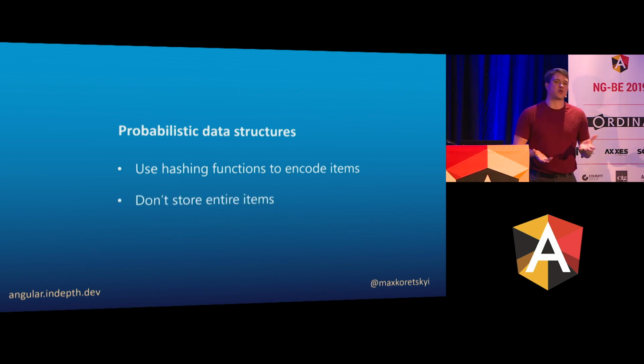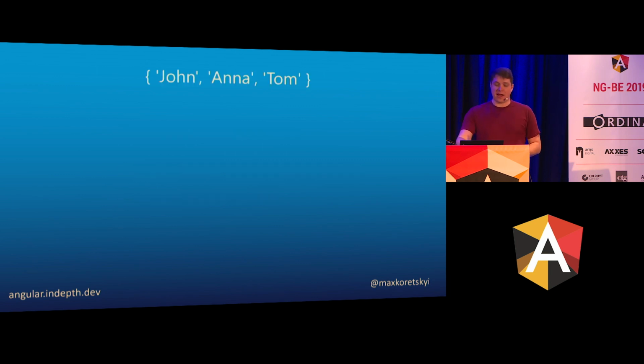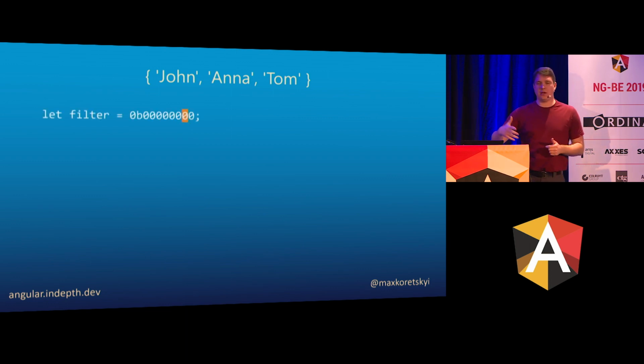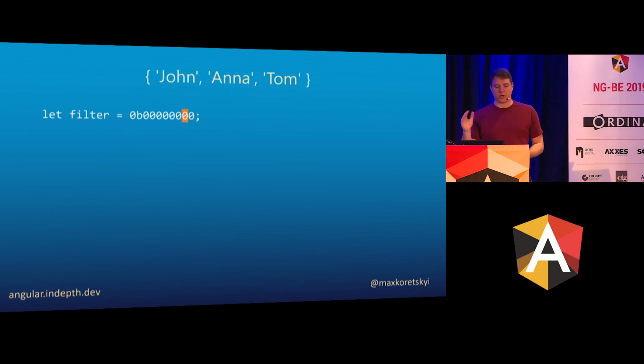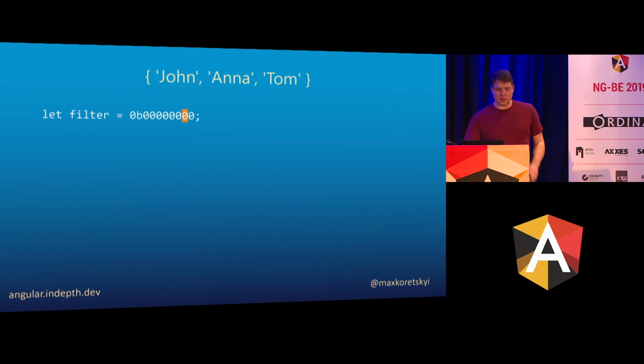Probabilistic data structures never store items. That's why they cannot be used instead of regular data structures. They only partially store them. And I'll show you now how it works. So suppose you have John, Anna, and Tom. Now you could put them in an array and go through each item to compare them. But instead, we want to use a Bloom filter. A Bloom filter is a bit field. Well, actually, it can be anything, but here I'm using a bit field to demonstrate the concept. So it's a lot of zeros and ones.